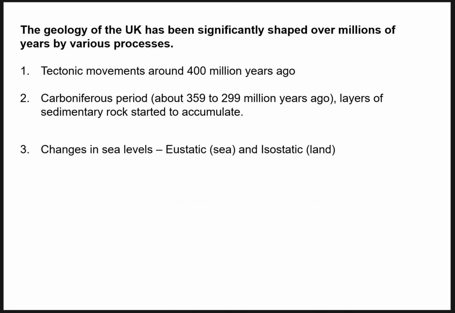So let's bring today's lesson together. The UK's geology has been shaped over millions of years, and there are several major processes. We have tectonic activity, which forms mountains and volcanic rocks. We have sediment built up in ancient seas. We have changes in sea levels as they rise and fall. We have climate changes repeatedly. And we have this more up-to-date process of weathering and erosion.